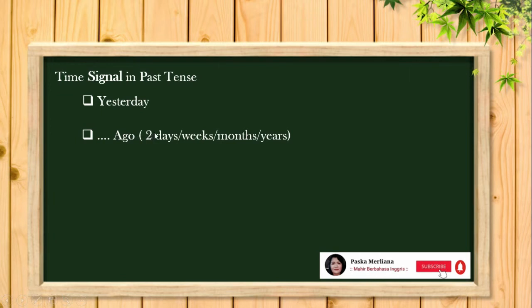For example, 2 days ago. Ya, 2 weeks ago, 2 months ago, 2 years ago, and others, dan lain-lain. And then last followed by period of time. For example, last week, last month, last year, last Friday, and others. Nah, itu dia untuk penggunaan time signal untuk past tense.